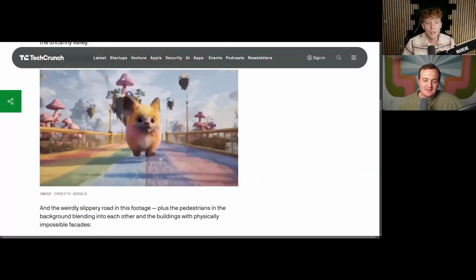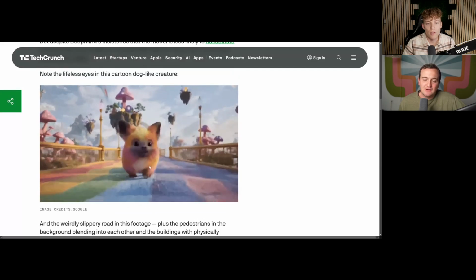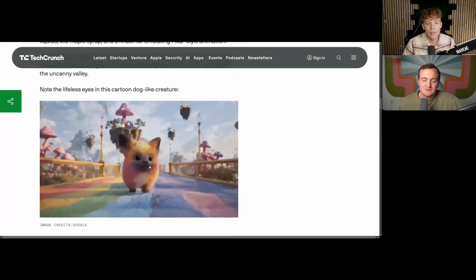But yeah, they must have some demos. Is it a processing issue? Is it a processing and energy issue? Why they're not allowing people to do the full resolution?